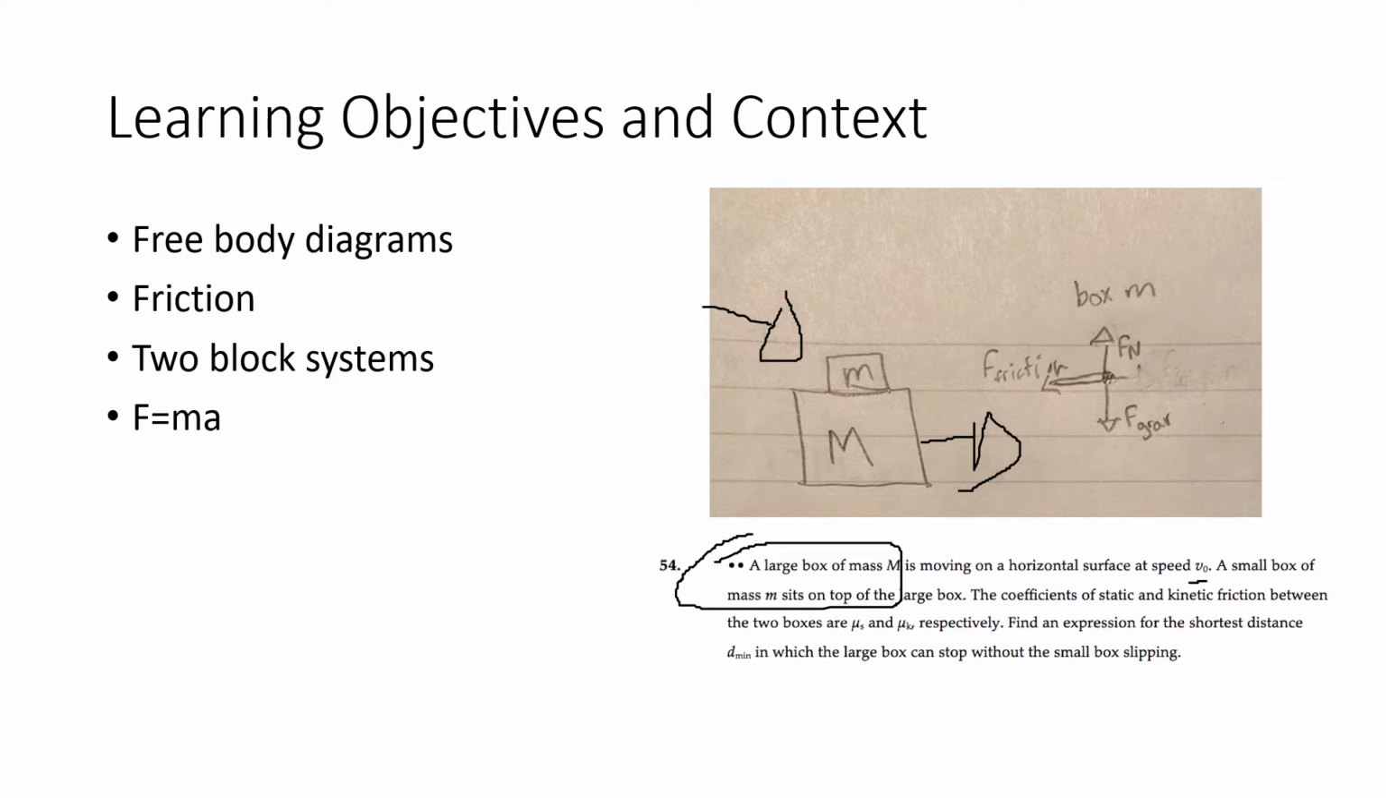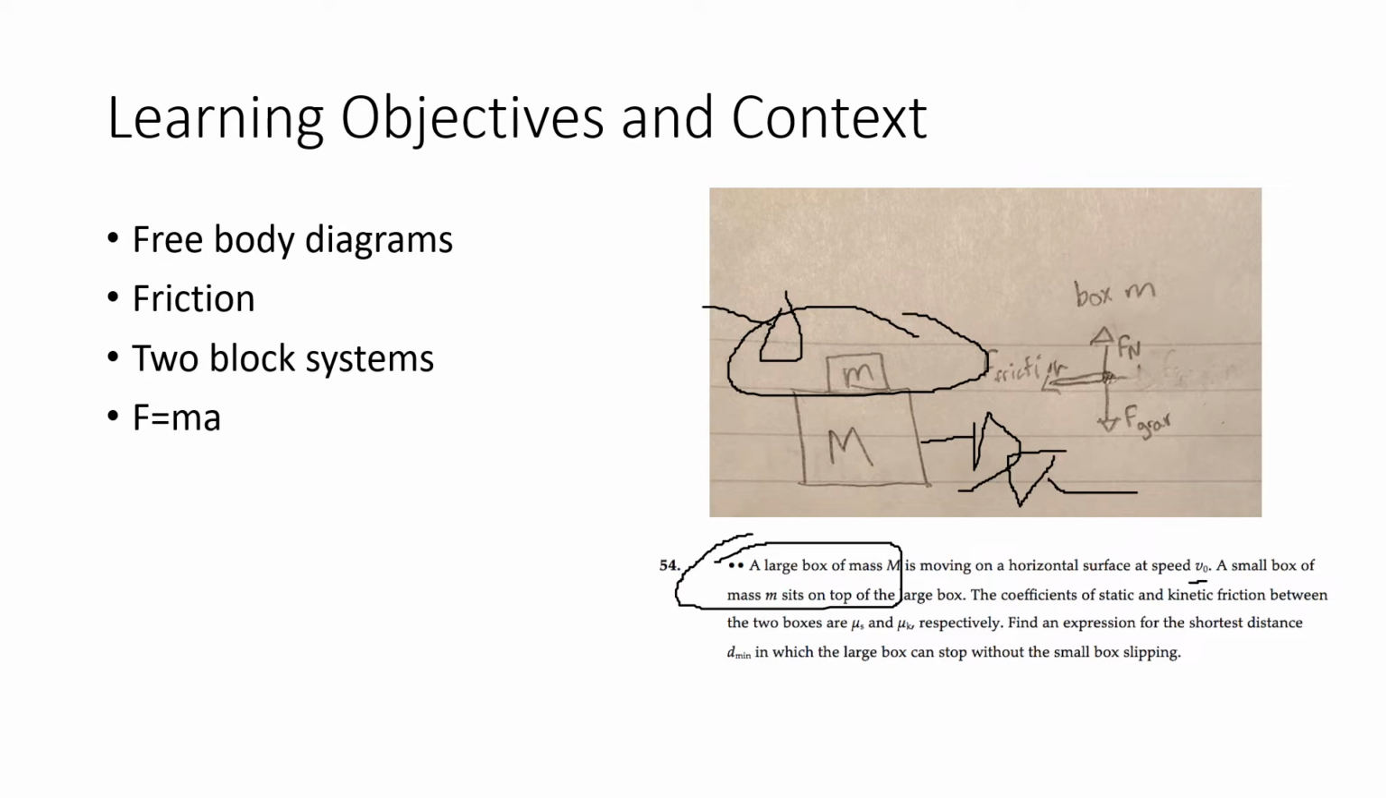find an expression for the amount of distance that this large box here would have to stop so that this small box will not fly off the box and static friction will keep it basically glued to the box.